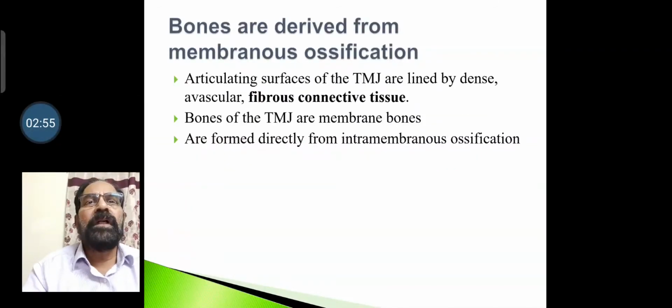Coming to bone ossification. The bones of this joint are derived from membranous ossification. The articulating surfaces of the temporomandibular joint are lined by dense avascular fibrous connective tissue. This is because the bones which form the temporomandibular joint are membranous bones and are formed by intramembranous ossification.